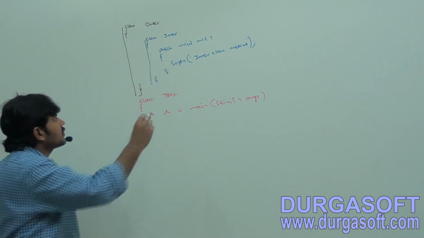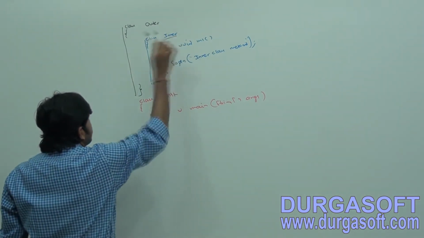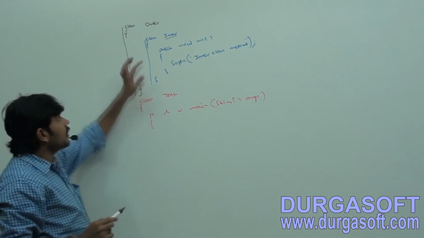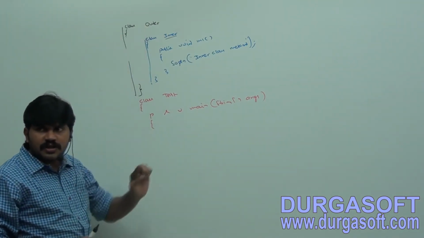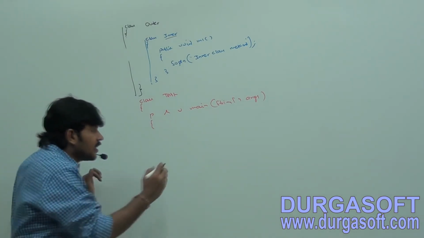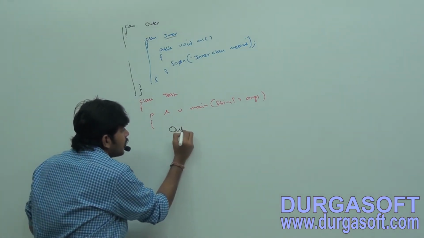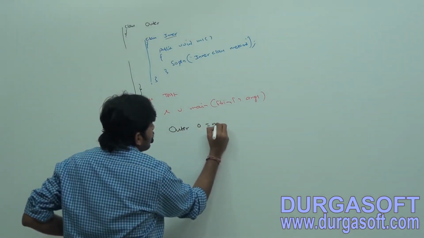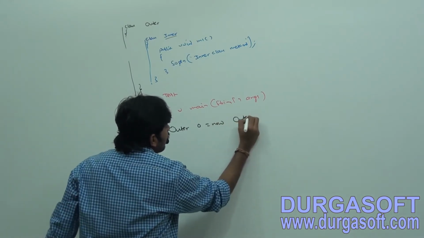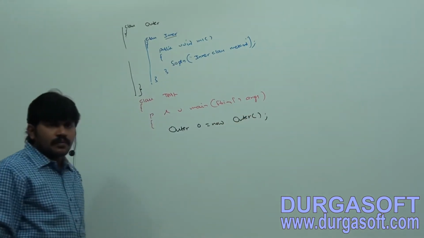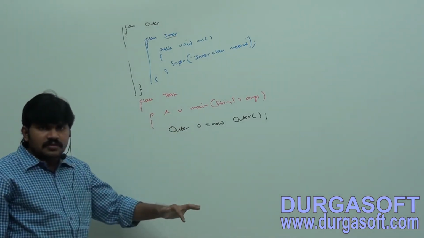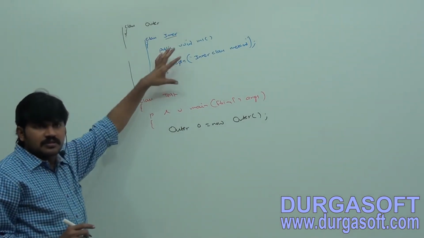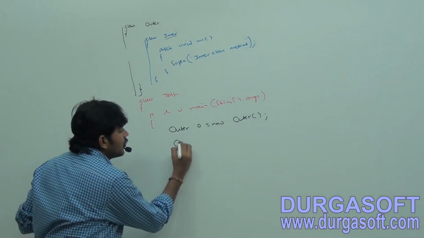To call M1, compulsorily which object is required? The inner class object. But without an existing outer class object, there is no chance of an inner class object existing. That's why what is the first step? Create the outer object: Outer O is equal to new Outer. By using that outer class object, create the inner class object. Can you tell what is the code?